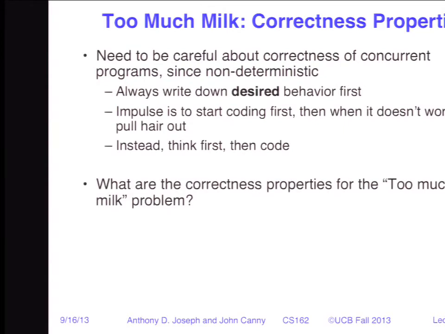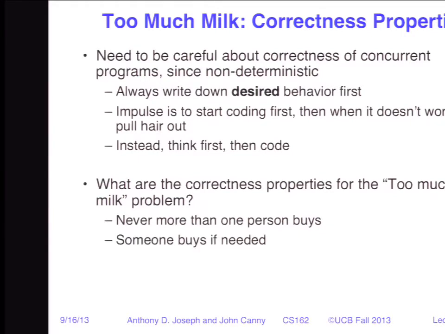Thinking first, what are our correctness properties for the too much milk problem? Well, obviously, the first one is we don't want to have too much milk. So never more than one person buys milk. But there's another correctness property that we want to have. Anybody have an idea? Yeah, somebody actually buys milk. Because an easy way to solve the problem would be, I'm not going to buy the milk, and you're not going to buy the milk, and we'll just have a standoff here. So we want to make sure someone buys the milk.